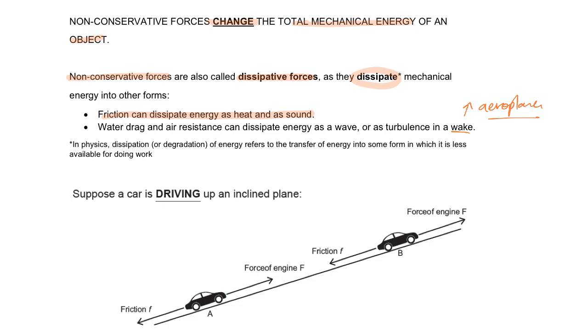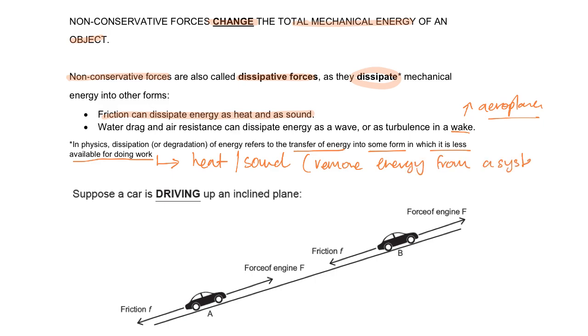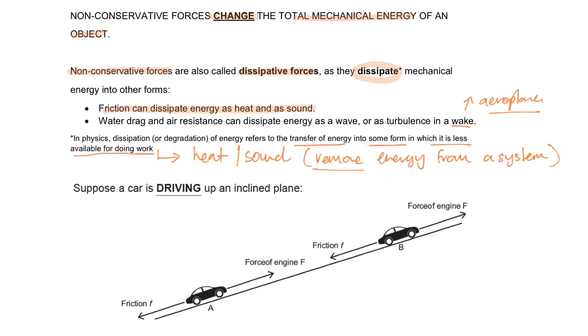Again, dissipation is a transfer of energy into some form which is less available for doing work. So when we talk about less available for doing work, if we have friction, it gets dissipated as heat or sound. That is how I can remove energy from a system, even knowing that I must conserve energy. All right, so that is what we talk about when we talk about dissipating. All right, well, let's have a look here.